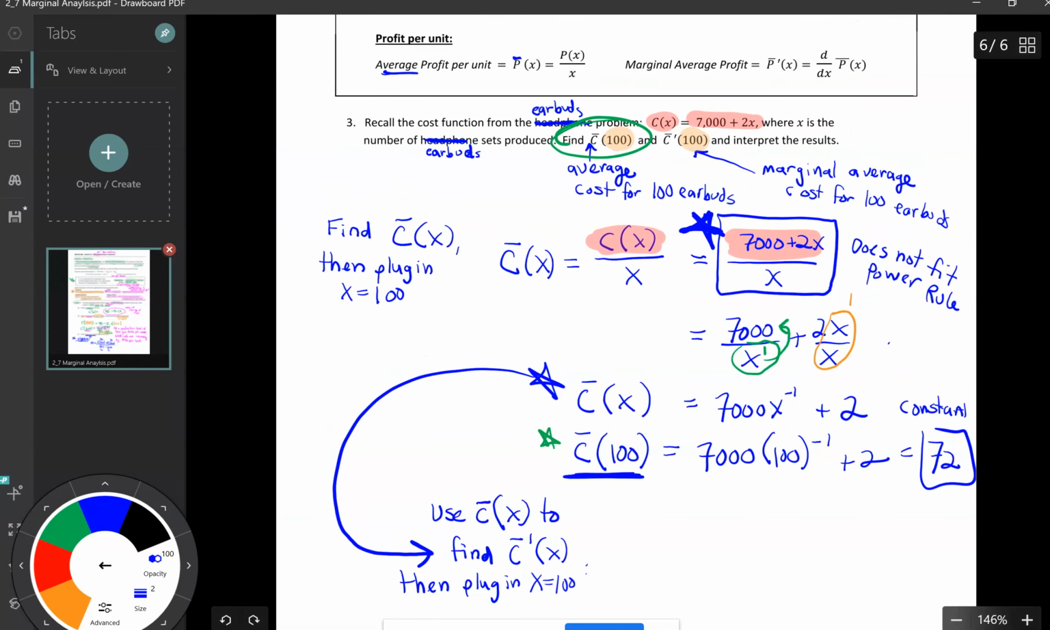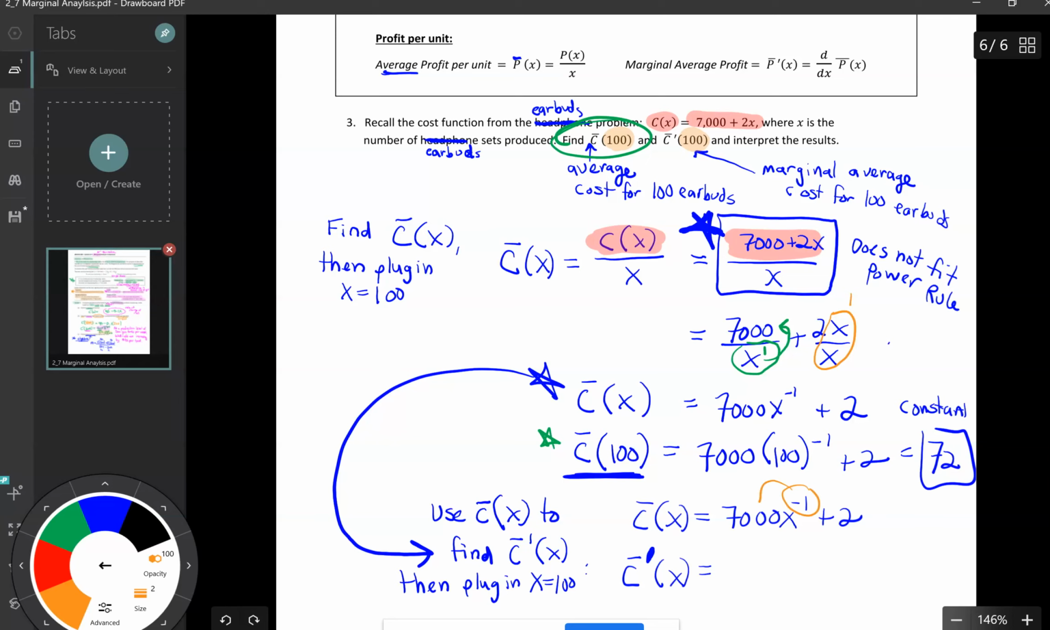Okay, so let's do that. I'm going to rewrite my C bar here just for teaching purposes. Okay, so I'm going to use just normal everyday power rule to take the derivative of this. So right now I just have C bar notation. It's just a normal function. Now I'm going to write C bar prime because I'm taking the derivative. So let's go ahead and take the derivative of that.